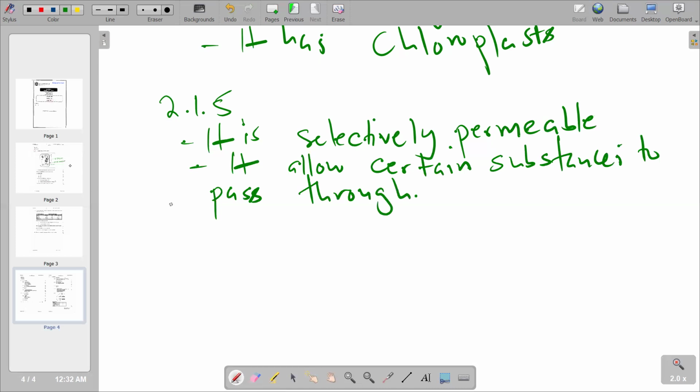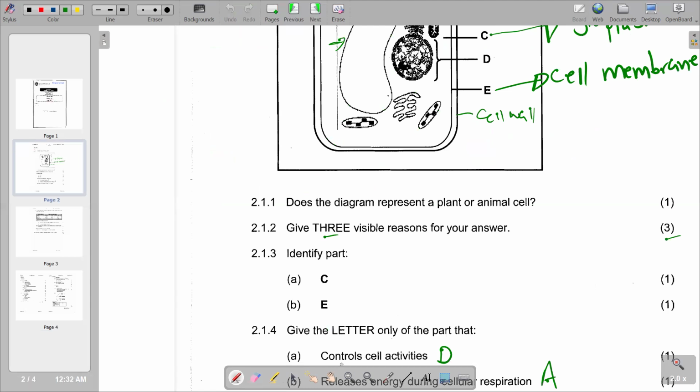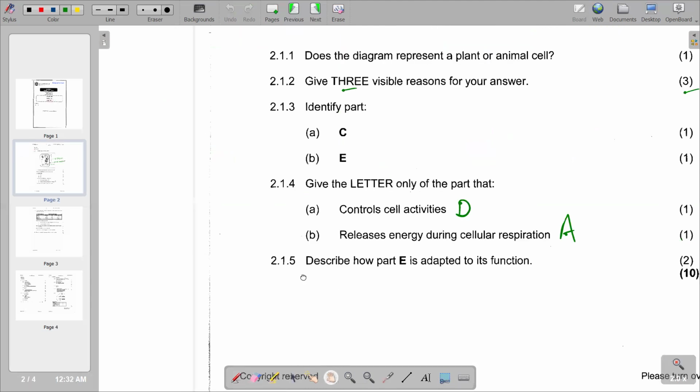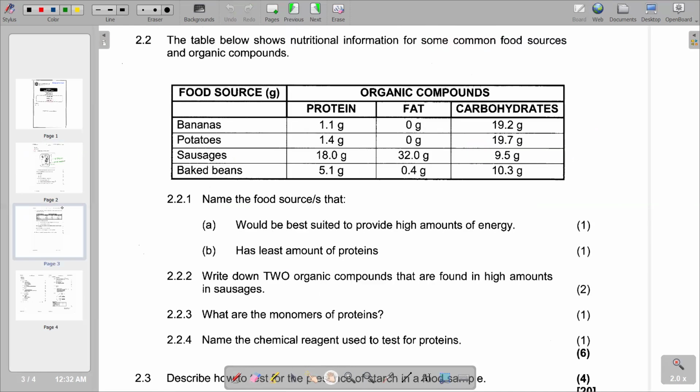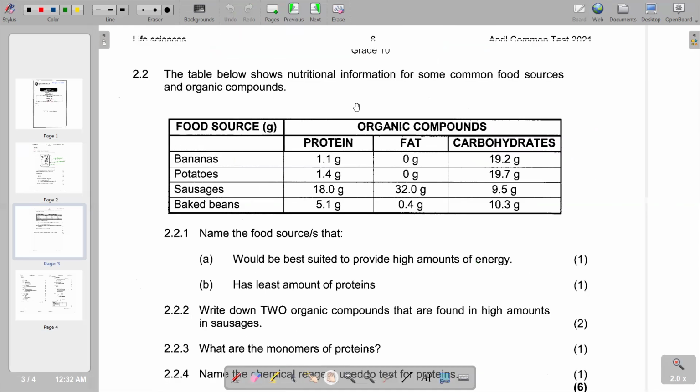So this is the response that we have on 2.1, 0.5. We see that this is the last question on this page. So we're going to the next page, where we now have 2.2. And 2.2 reads: the table below shows nutritional information for some common food sources and organic compounds.